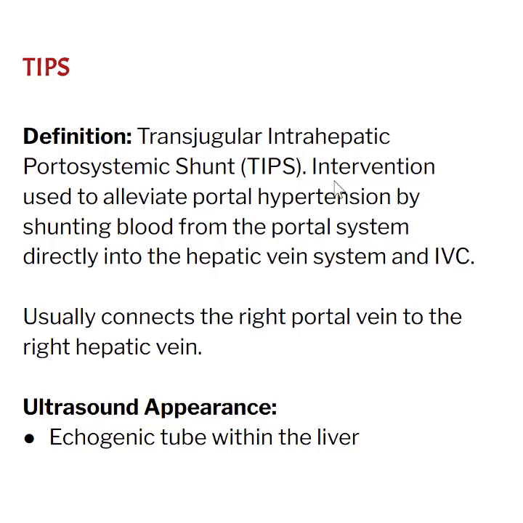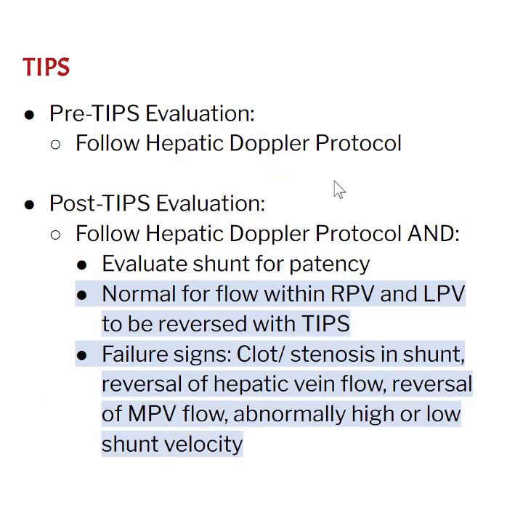On ultrasound, the TIPS will look like an echogenic tube within the liver. Ultrasound can play a role in the evaluation for the pre-TIPS procedure. We are going to use our hepatic Doppler protocol to evaluate blood flow through the portal system and through the IVC hepatic system. We just want to make sure that everything is patent and that there won't be any complications due to blood clots or other abnormalities within the hepatic system.